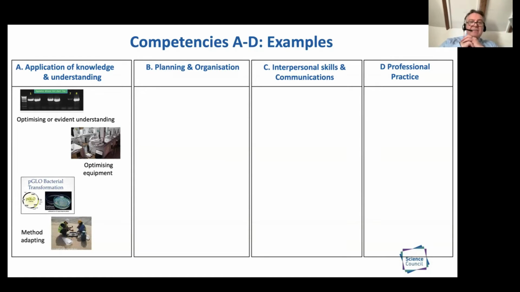Of course, if you're a field scientist, application of knowledge and understanding might actually involve taking pilot methods within the lab and adapting them to the field. So that's another example of something that typically a CSI would do.